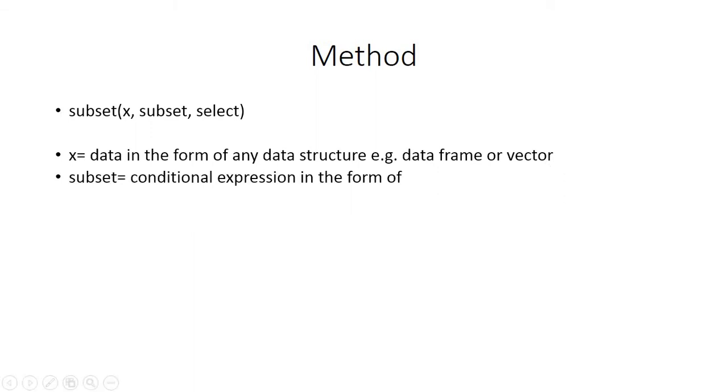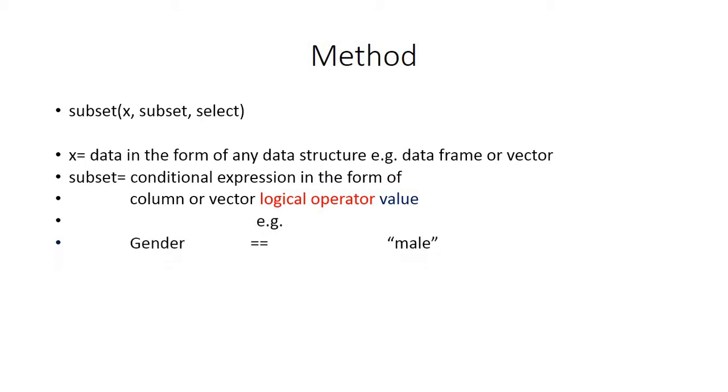The subset argument is a conditional expression in the form of a column name if it is a matrix or a data frame, a vector name or a list name, and then you use a logical operator, for example is equal to, greater than, smaller than, etc. And after that you give the value. For example, gender is the column name, and you want only those rows or cases that have male in the gender column. Or suppose you want people whose ages are greater than 30 years.